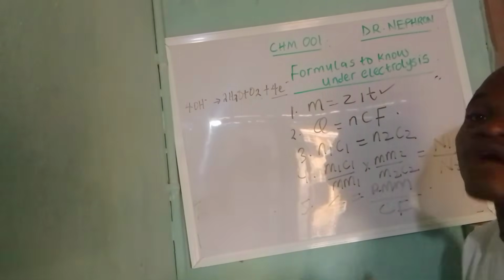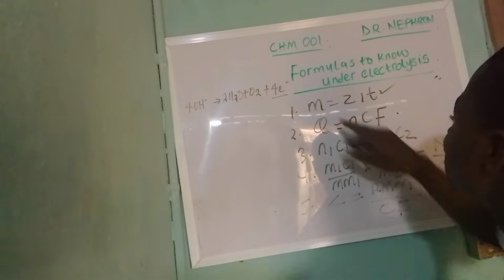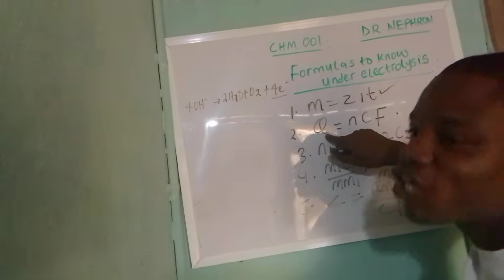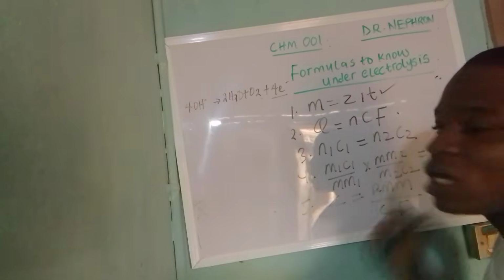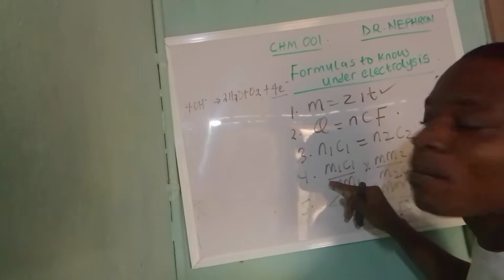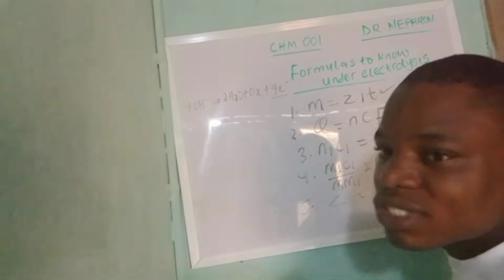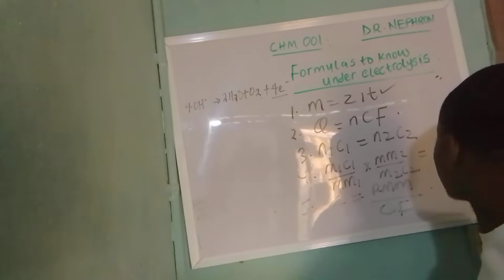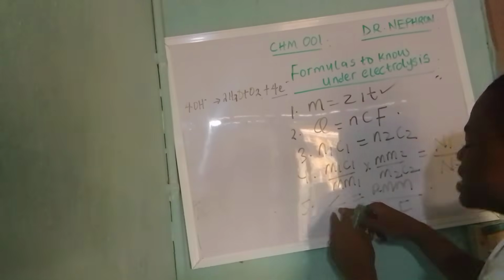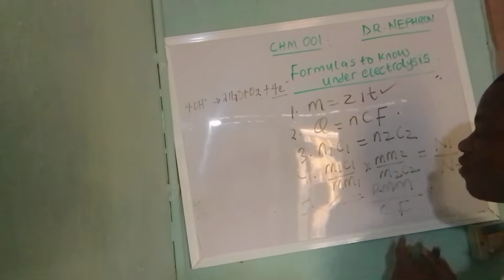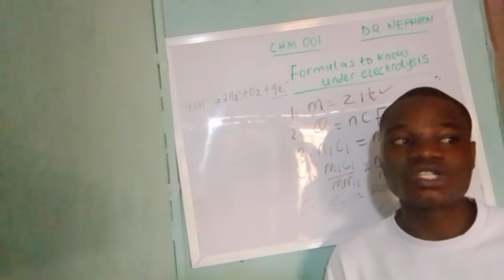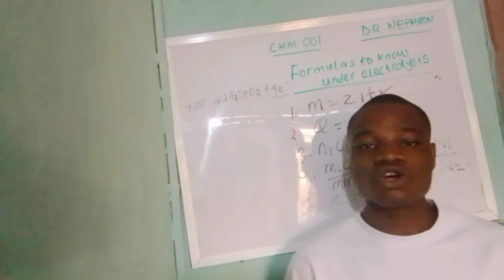So these are the formulas that you have to know under electrolysis. Number 1, M equal to ZIT. Number 2, Q equal to NCF. Number 3, N1C1 equal to N2C2. Number 4, M1C1 over MM1 times MM2 over M2C2 equal to capital N1 over capital N2. And the last one is Z equal to relative molecular mass over the charge of the element multiplied by the Faraday constant. So know these formulas and go and blast your UTME. Hope you are getting that.